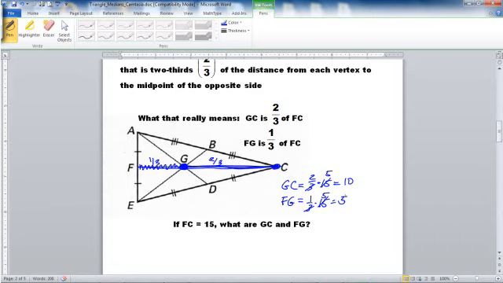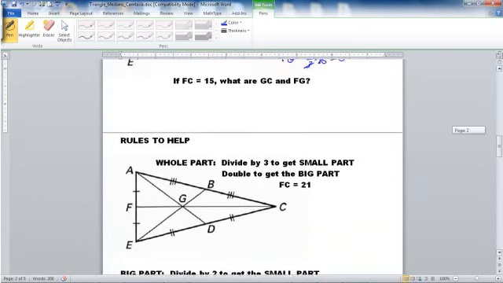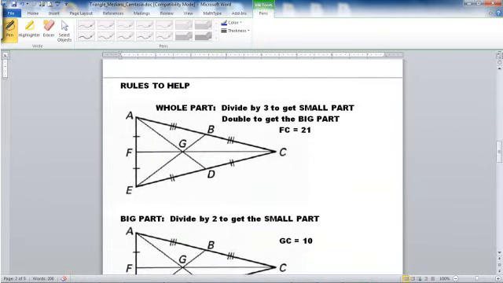That'll become important later, because a lot of the fraction work here is very confusing for some students. So let me help you with that. Here's the rules to help. If they give you the whole part, it should be the whole median here.